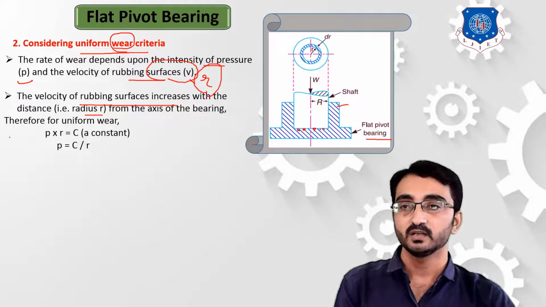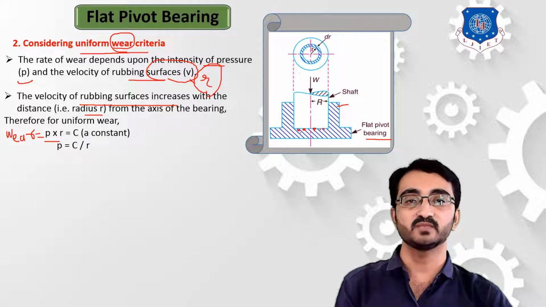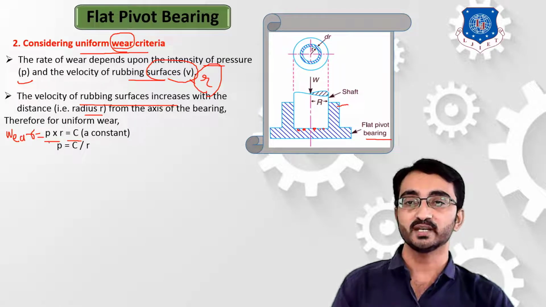So over here we can say that the amount of wear, that is the material removed, totally depends upon the intensity of pressure and the radius of this shaft. If you consider the uniform wear criteria, then the multiplication of these two terms will become constant. So we can write down that the intensity of pressure is equal to C by R, that is, the constant divided by the radius of this shaft.